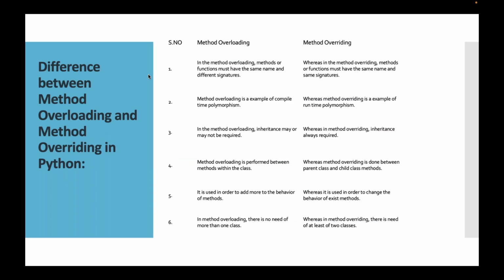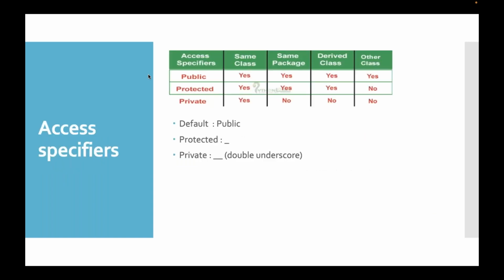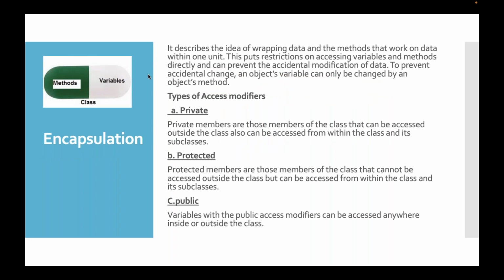Difference between method overloading and overriding. Then access specifiers. Public, private, and protected are the access specifiers, and we'll see how to differentiate them. Then encapsulation. This describes covering a class. In a single class you are covering methods and variables, and that is called encapsulation. It describes the idea of wrapping data and the methods that work on it within. So we have private, public, and protected, and we'll look into it deeply.